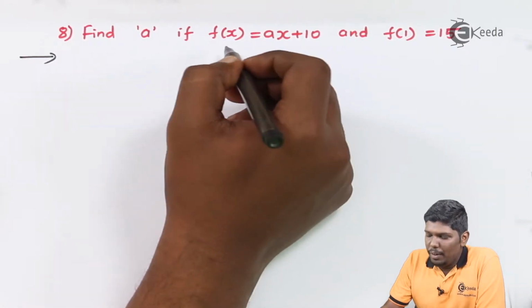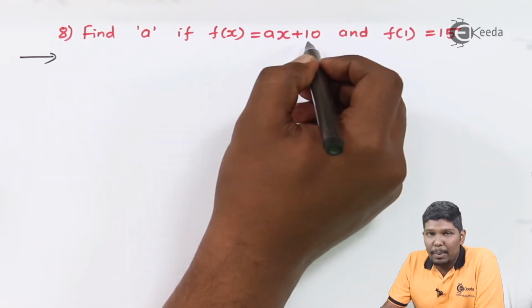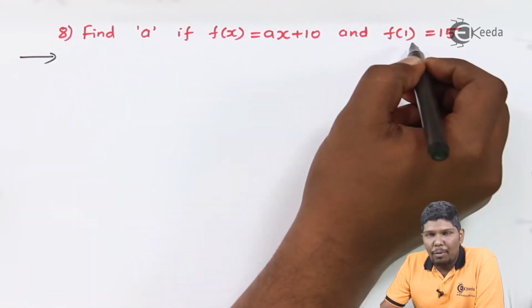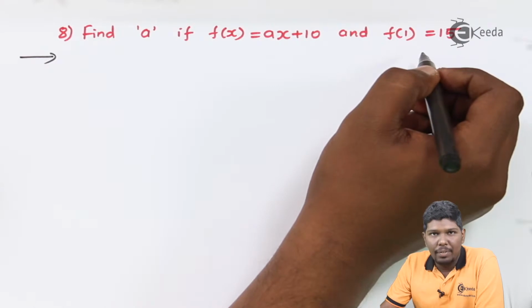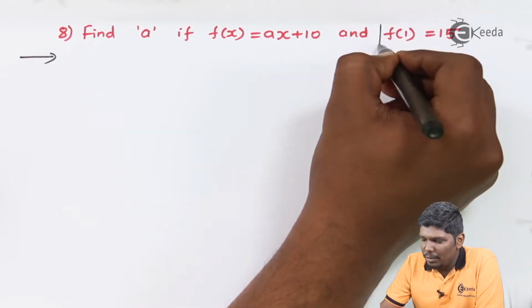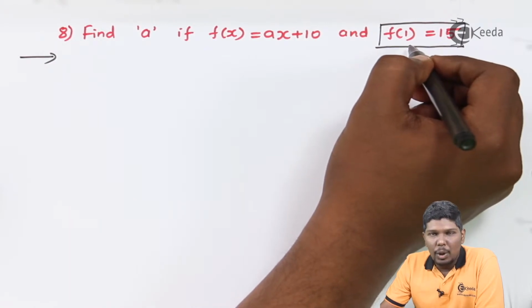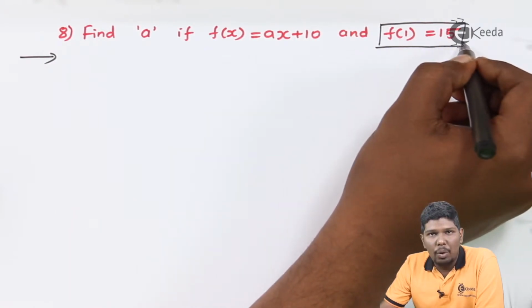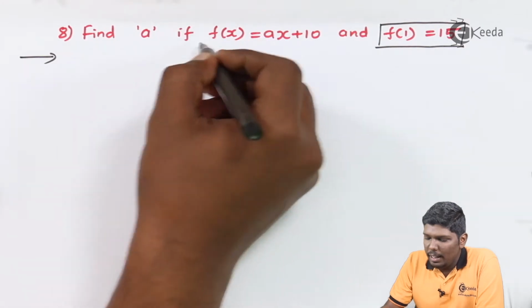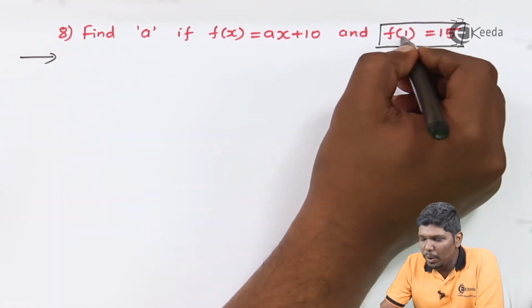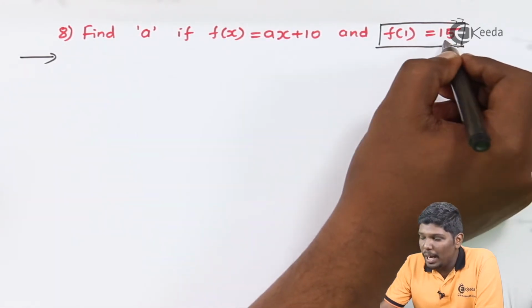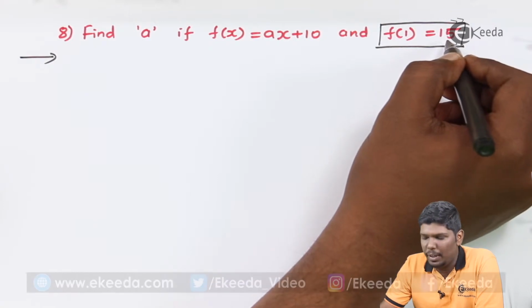Find a if f of x is equal to ax plus 10 and f of 1 is equal to 15. Till now, we are finding this value. But in this question, it is already provided. So, f of 1 is equal to 15. It means that in the given function, if I substitute x is equal to 1, the value of the function will be equal to 15.